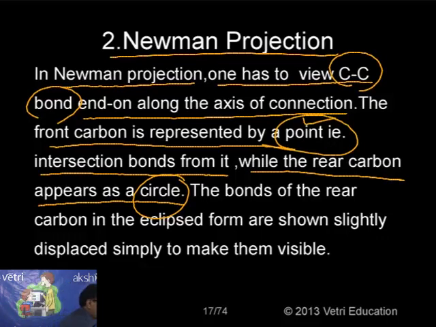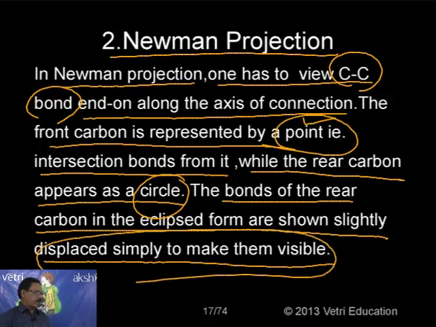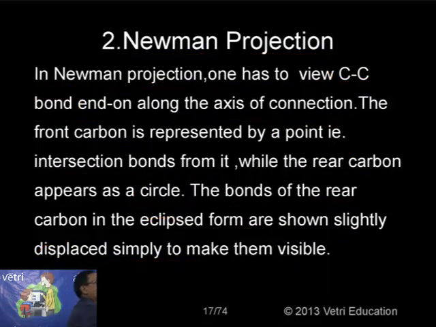The bonds of the rear carbon in the eclipsed form are shown slightly displaced simply to make them visible. I will explain what is the eclipsed form and what is the staggered form. But in the eclipsed form, the two groups or two atoms of the same pair are very close, so we cannot see the back one. So Newman suggested that the bonds of the rear carbon in the eclipsed form are shown slightly displaced, in such a way that we can see them. When I give the model, then you can understand. Okay, let me go for the next.